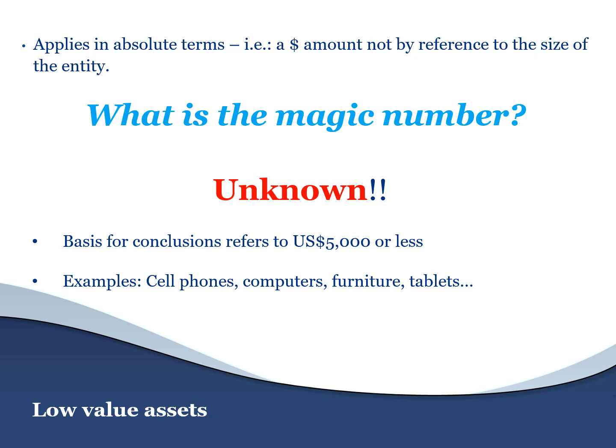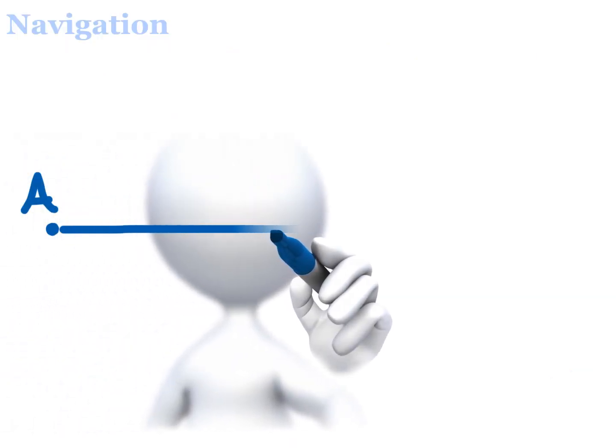What's quite interesting is that they refer to $5,000, whereas, I mean, a computer of $5,000, you can get computers worth a lot more and a lot less. So I think this is going to be a very, very judgmental area. But we'll have to wait and see how that applies in practice. So that effectively is the scoping of the standard.